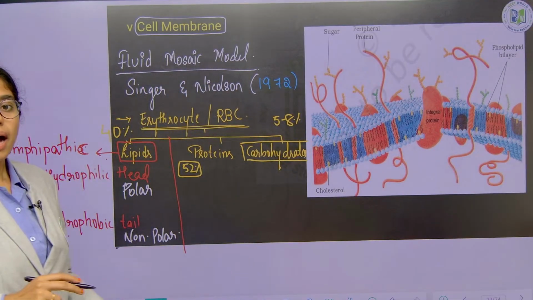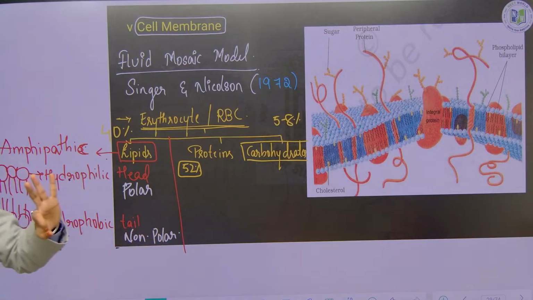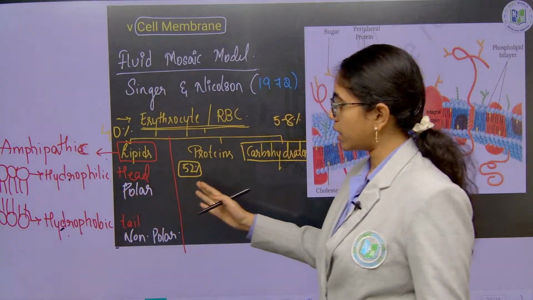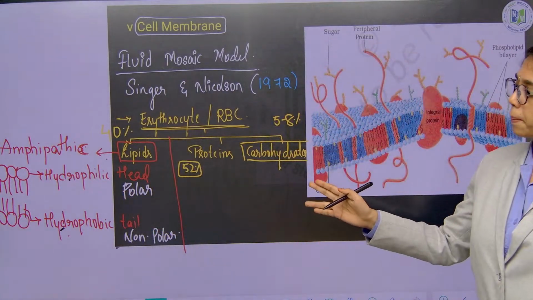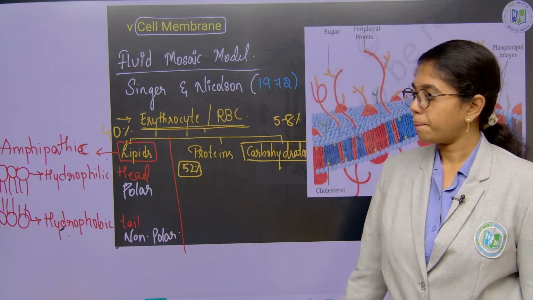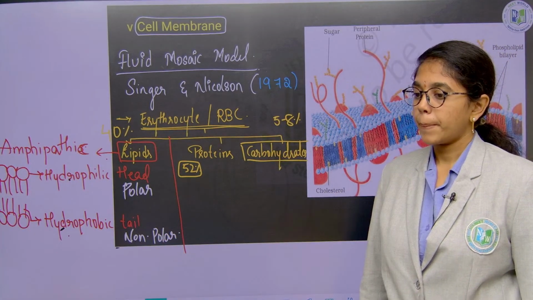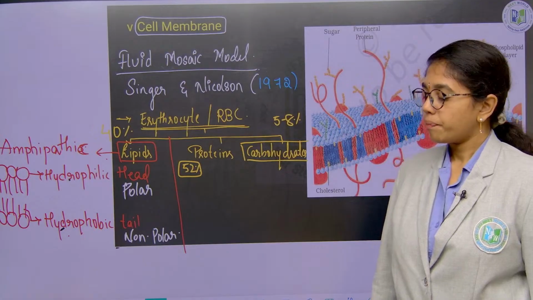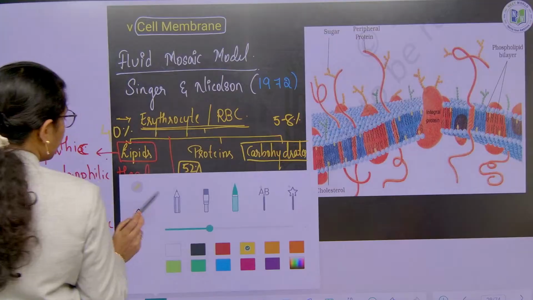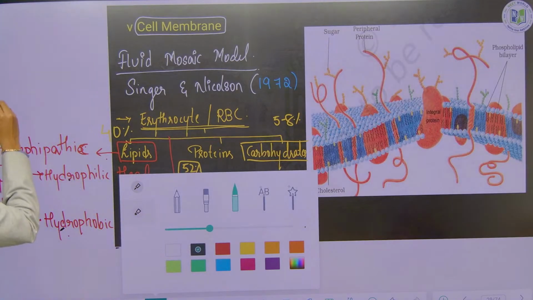Proteins, how are they classified? We have 3 types of proteins. You can take this down and then we can start with protein. The lipids concept is clear, right? And here the term given in your NCERT is that lipids are quasi-fluid in nature.